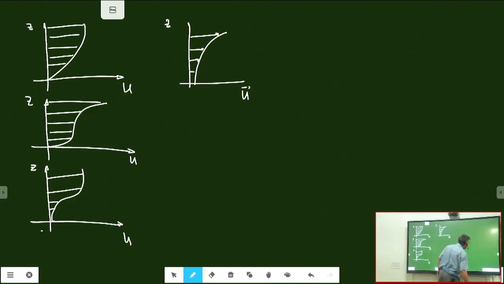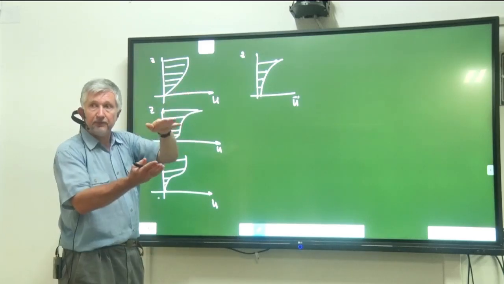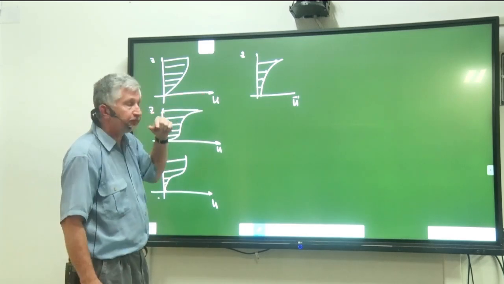So I spent some time drawing these sketches here, and what I would like to do is to go through them one by one. What you see here is the velocity profile as a function of z. Remember, we consider the two plates. This is the bottom, this is the top, and there is some sort of velocity distribution between them. That's why I have u along the horizontal axis and z vertically. So that's how the fluid would flow.